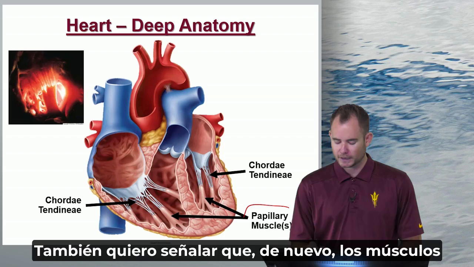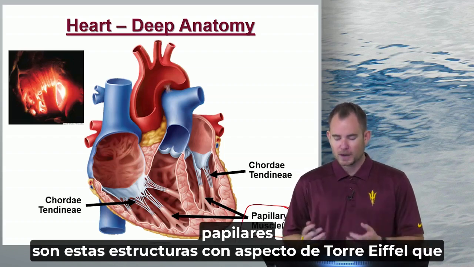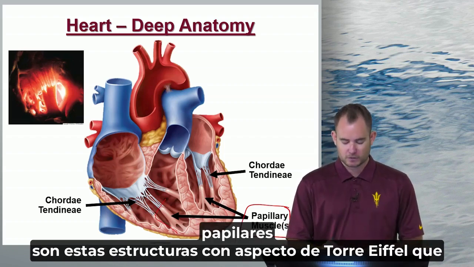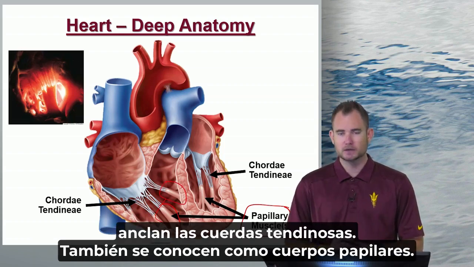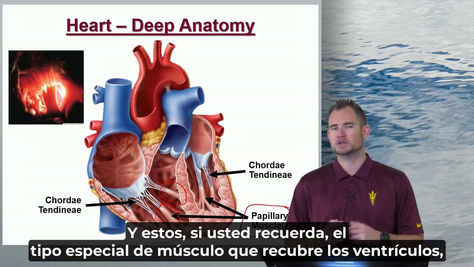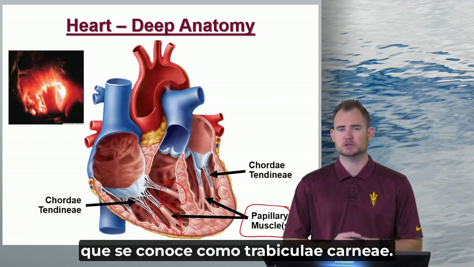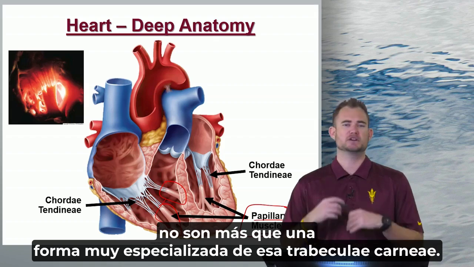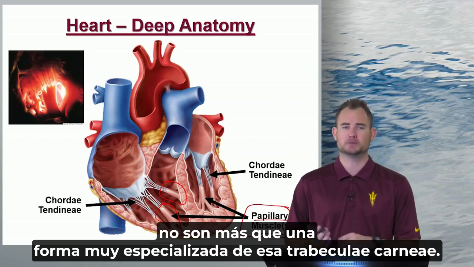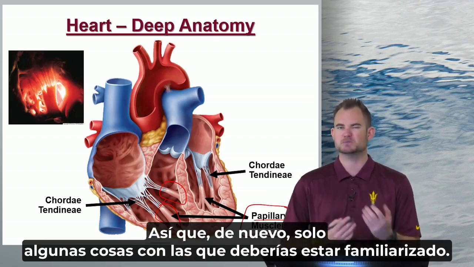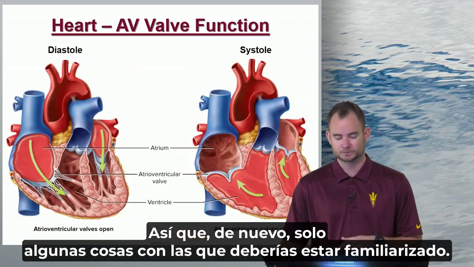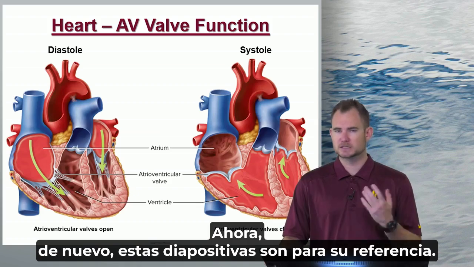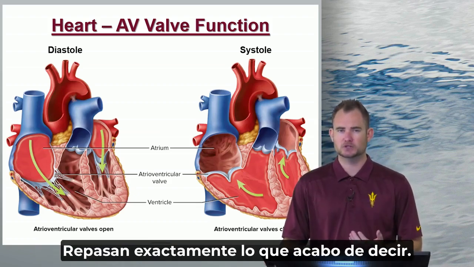I also want to point out that, again, papillary muscles are these Eiffel Tower-looking structures that anchor the chordae tendineae. They are also known as papillary bodies, and these, if you recall the special type of muscle that lines the ventricles, which is known as trabeculae carneae, papillary muscles or papillary bodies are just a very specialized form of that trabeculae carneae. So again, just some stuff you should be familiar with. Now again, these slides are for your reference. They go over kind of exactly what I was just talking about.